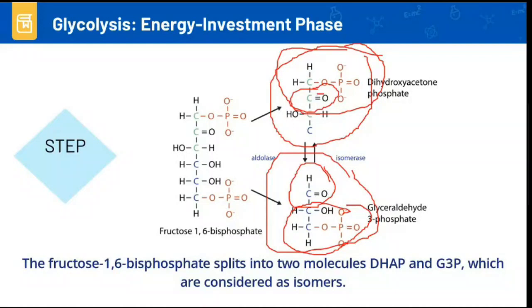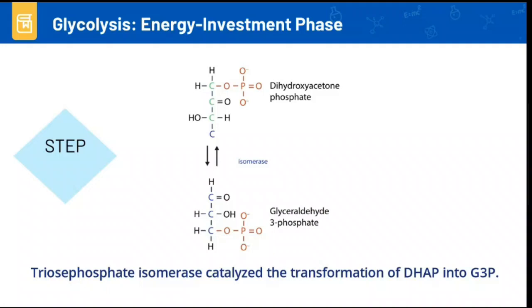Okay? Now, for the fifth step of your glycolysis, which is also the last step in your energy investment phase, it involves the transformation of your DAP into G3P. So this process is catalyzed by what we call the triose phosphate isomerase, which is an enzyme that causes a molecule to transform into its isomer. So DAP needs to transform into G3P so that it can move to the second phase of your glycolysis.